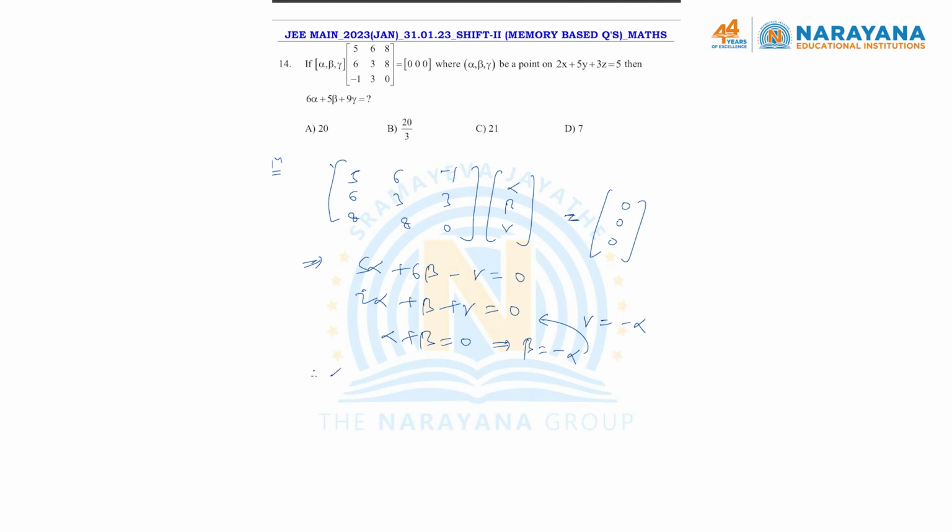Hence it has infinite solutions, and alpha, beta, gamma is nothing but, if you take alpha as k, beta will be minus k and gamma is also minus k. So k, minus k, minus k is the solution of this system, infinite solutions. But the k value you can find because this lies on this one. So you put it over there. So what will we get? 2k minus 5k minus 3k equal to 5. So minus 6k, so k equal to minus 5 by 6.